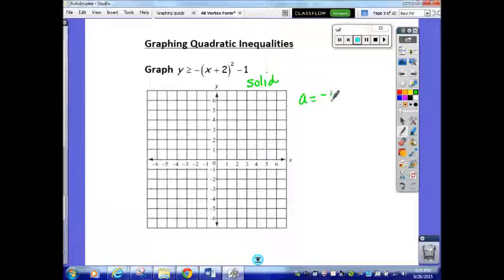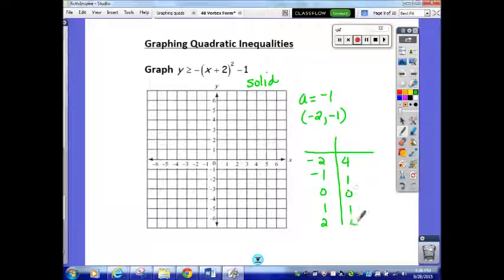So A is -1 and my vertex is -2, -1. We need those parent points. With your quadratics, you always need the parent points. So -2, -1. My A is -1, so I'm multiplying all of my y's by -1. Remember, they're counts. I'm doing a solid line, so I'm going to go left 2, down 4. Left 1, down 1. 0, 0, back in my vertex. Right 1, down 1. And right 2, down 4.